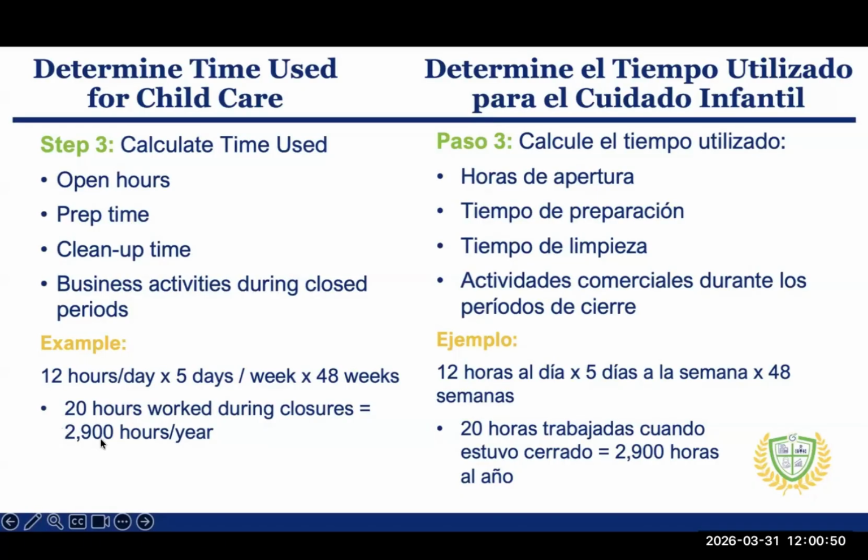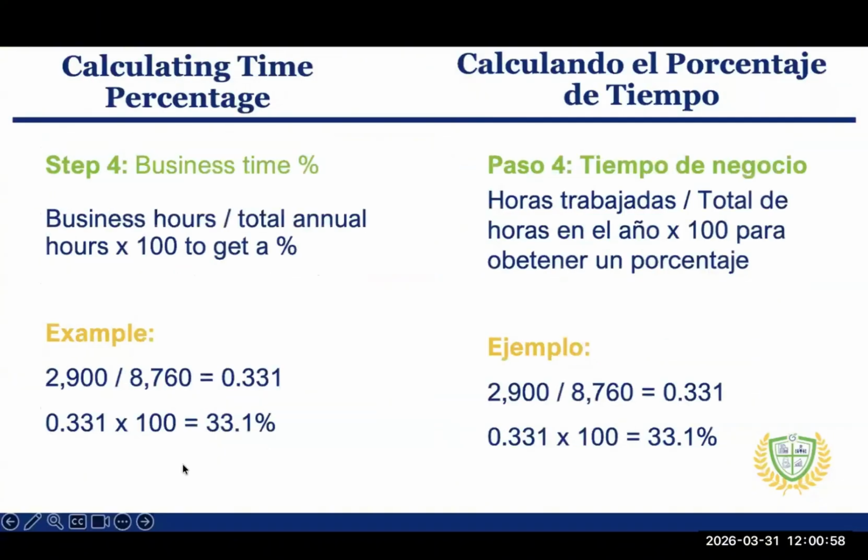So that's what we want to get. How many hours do you work during the year? In this case, 2,900. Now we want to get the business time percentage. So for that, we divide our total hours that we worked by the total hours in a year. This case is about 33%.